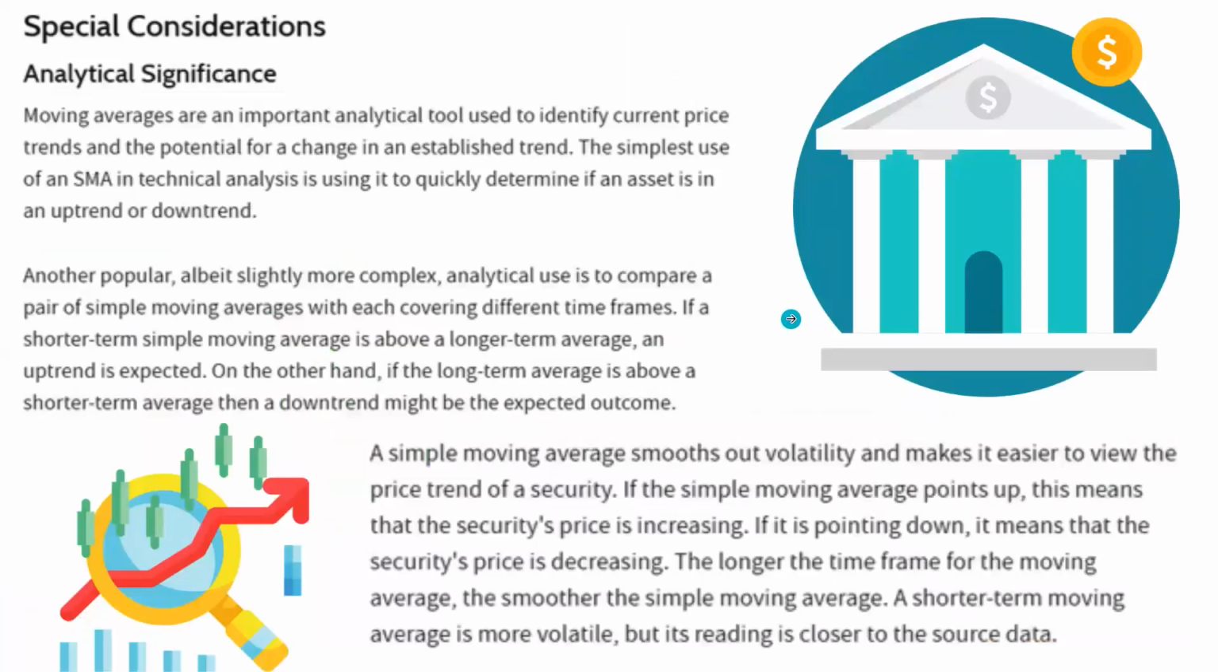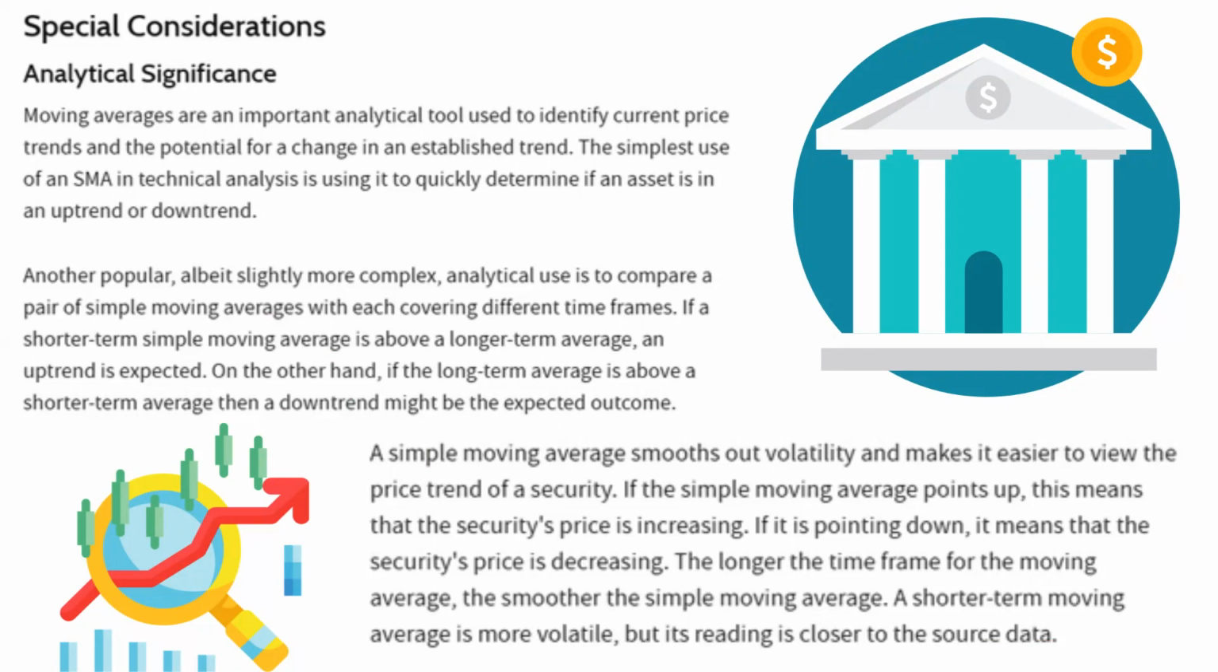Now, some special considerations: moving averages are an important analytical tool used to identify current price trends and the potential for a change in an established trend. The simplest use of an SMA in technical analysis is using it to quickly determine if an asset is in an uptrend or a downtrend. Another popular, albeit slightly more complex, analytical use is to compare a pair of simple moving averages with each covering different time frames. If a shorter term simple moving average is above a longer term average, an uptrend is expected. On the other hand, if the long-term average is above a short-term average, then a downtrend might be the expected outcome.